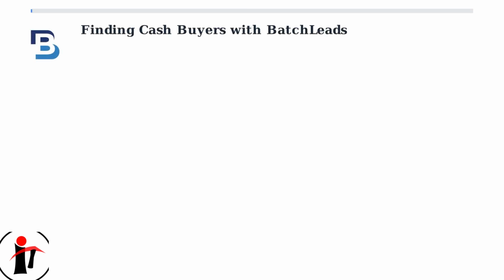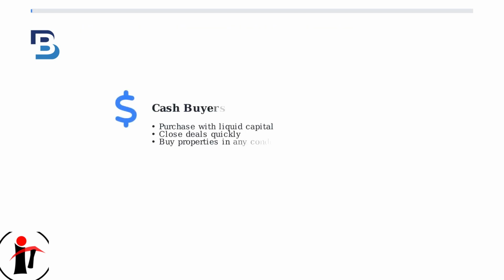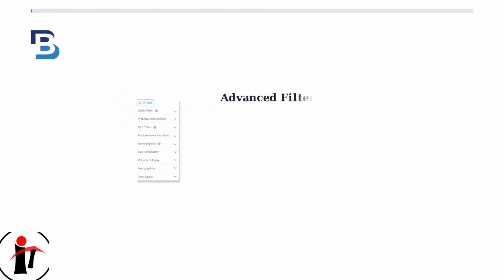BatchLeads is a comprehensive real estate data platform designed specifically for identifying cash buyers and generating quality leads for real estate professionals. Cash buyers are real estate investors who purchase properties using liquid capital rather than financing. They can close deals quickly and often buy properties in any condition, making them extremely valuable to wholesalers and real estate agents. The key to finding cash buyers in BatchLeads lies in using the platform's advanced filtering system.